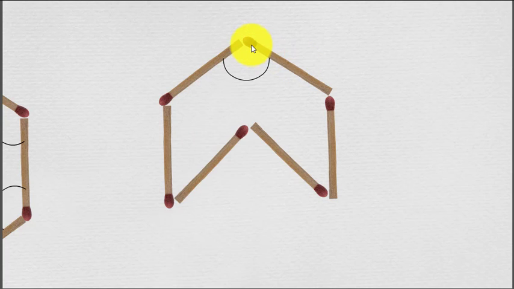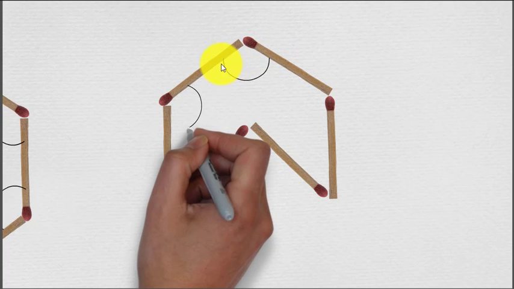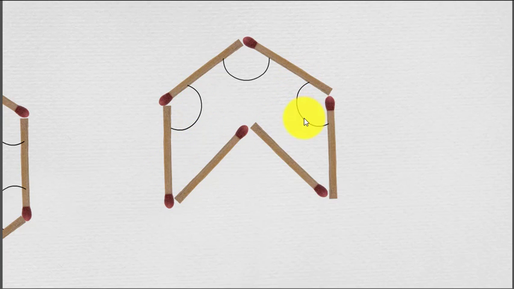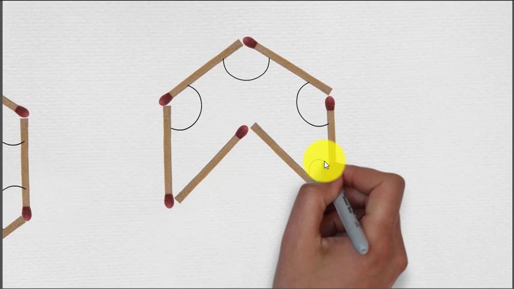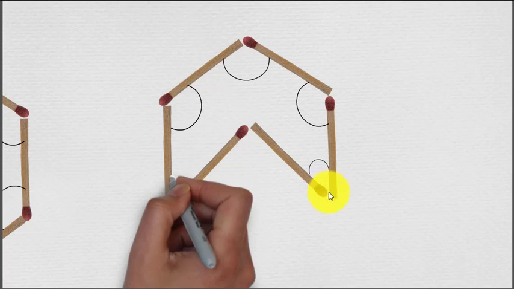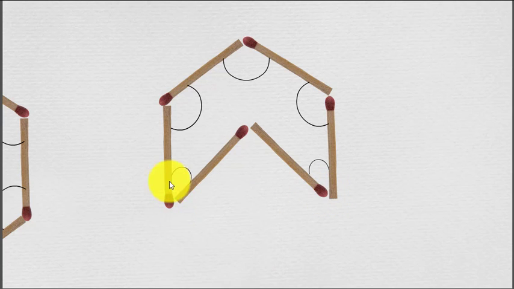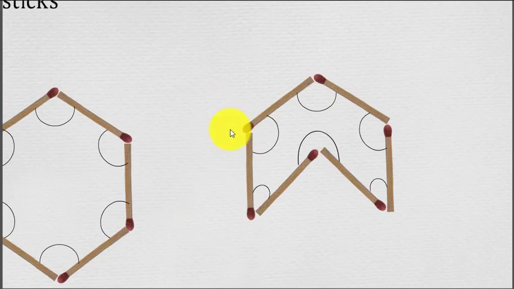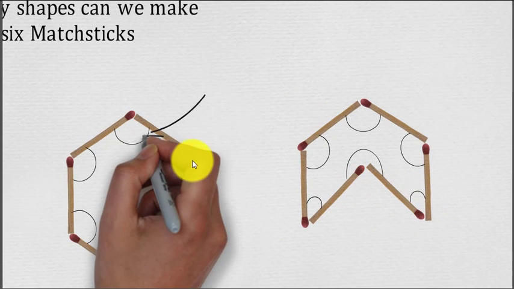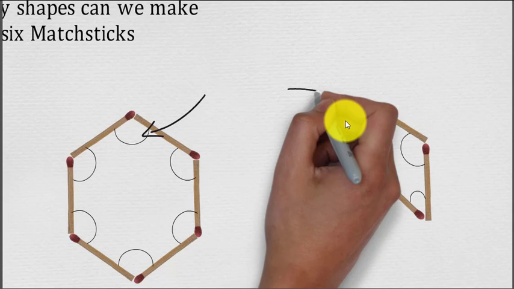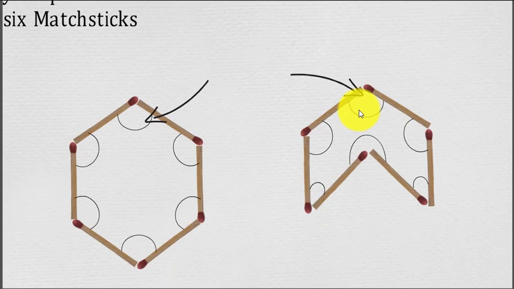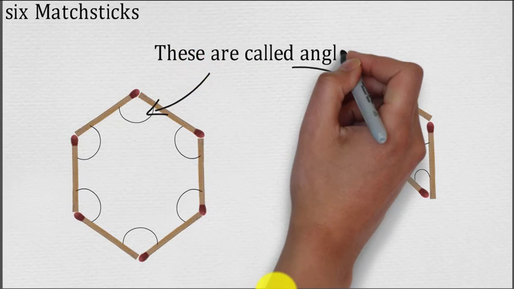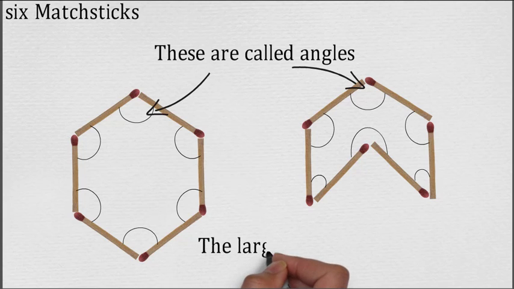I will do the same in this one. Here this matchstick and this matchstick are touching, so they are intersecting. We are putting this mark from here and here. Again we put it here because they are intersecting here. Now this one is also intersecting. We are drawing inside only, not the outside. Now what are these? Can you tell what these are? Why am I putting a marking here? These are called angles.